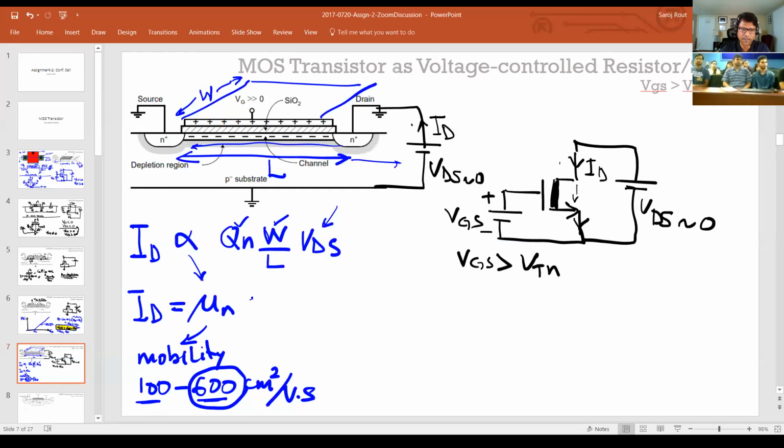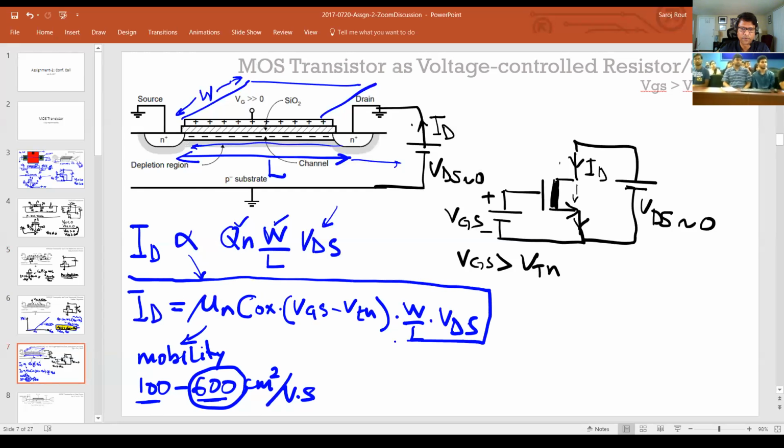Now Qn, from the last expression, I can write it as charge density. The last expression I said was C aux times W times L, but because it's the density, it's just C aux times the effective voltage, which is VGS minus VTN, and then times W over L times VDS, right? So that's your expression for the current when VDS is very small.